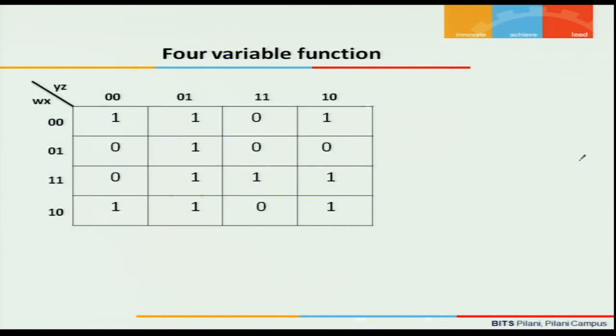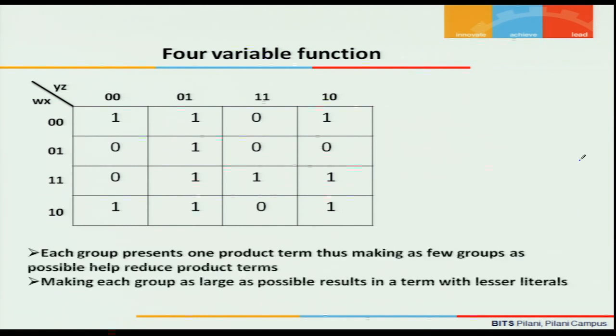Let us look at an example with 4 input functions, a 4 variable function. The function with 4 inputs is plotted here. A few points to note here: while making groups, since each group represents a product term, make as few groups as possible, which results in a lesser number of product terms being generated. Each product term requires a gate.